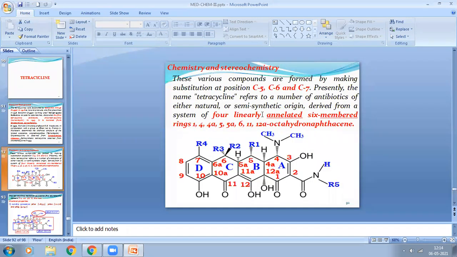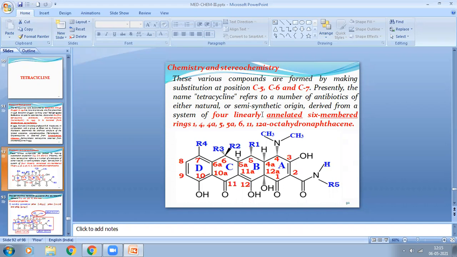Next, we go for the chemistry and stereochemistry of the tetracycline. You see here, I draw the structure of the tetracycline. Tetracycline contains how many rings? Four rings. Four cyclic rings are contained.